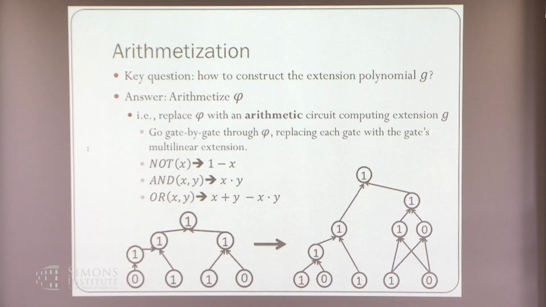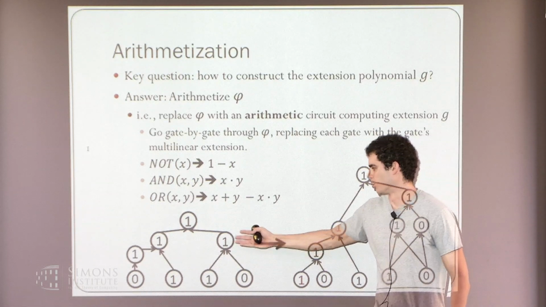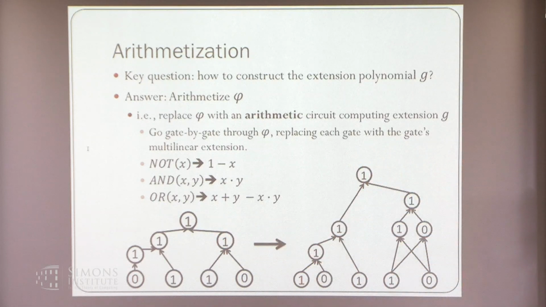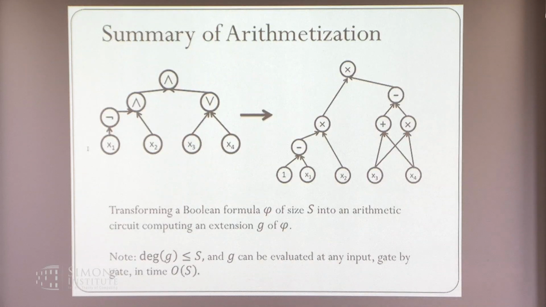Is that clear? So arithmetization is one of the most powerful ideas in complexity theory. It's a way to go from Boolean functions, which have nice representations, into algebraic encodings of those functions, interpreting them as polynomials. Okay, so to summarize, this is a technique for turning Boolean formulas into arithmetic circuits.